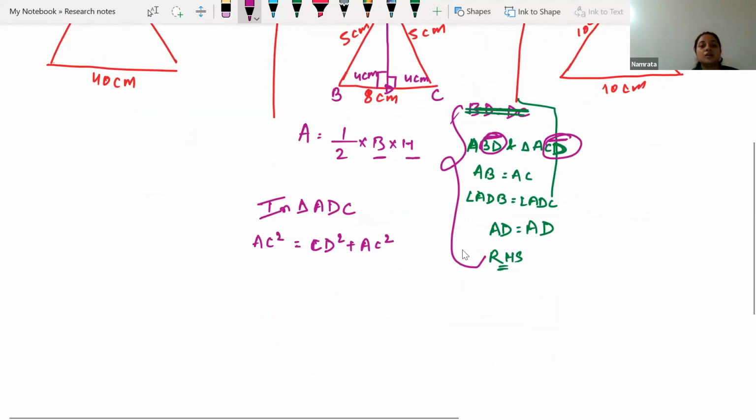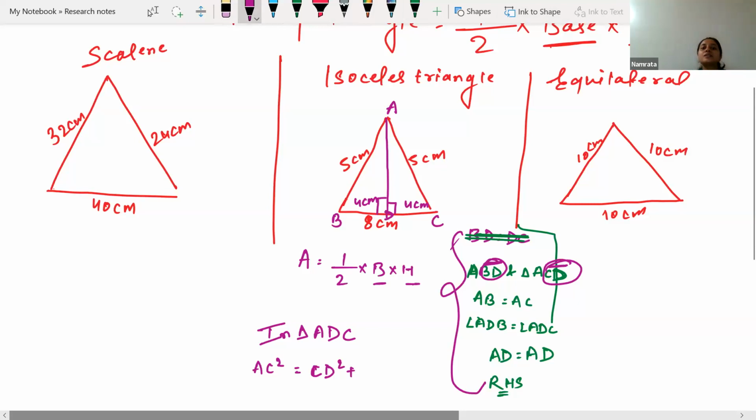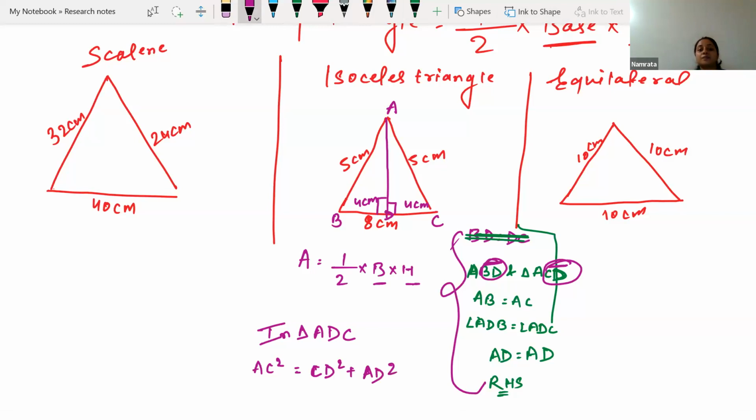Now from here, AC is 5, CD is 4. Why have I written AC 2 times? Why is nobody saying anything? I wrote it by mistake. I have written AC over here, AC over here, but nobody told me not to write that. So AC square, hypotenuse square, is equal to CD square plus AD square. Are you getting it?